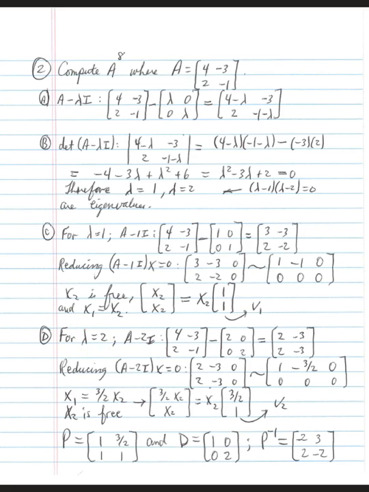Keeping them in order, 1, 1, that's your first vector, that goes first. 3/2, 1, that's your second column. And then keeping it in order, our first eigenvalue is 1, and our second eigenvalue is 2. Using your calculator, you can invert P, and it comes out to this 2 by 2 matrix.